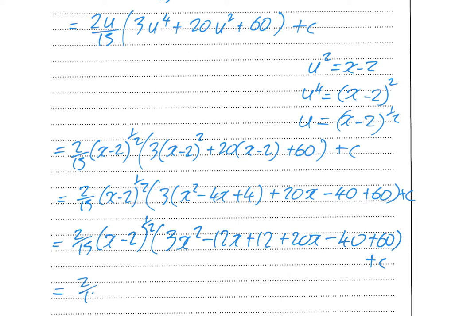And my last line, 2 over 15 times x minus 2 to the power of 1/2, that's going to be times 3x squared. Then we've got our x terms. We have minus 12x plus 20x is going to give you 8x. And in your numerical terms, I'll do these two first in my head. Minus 40 plus 60 is going to be 20. And then plus the 12 is going to take me up to 32. And then plus my constant of integration.